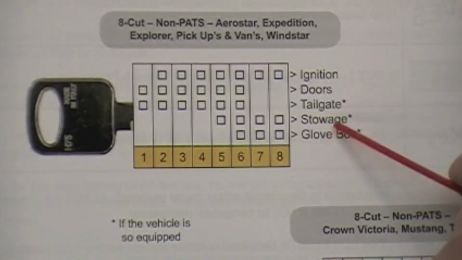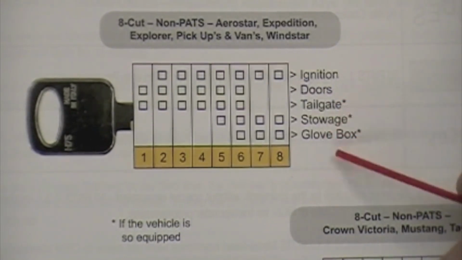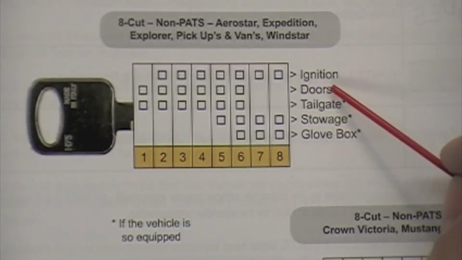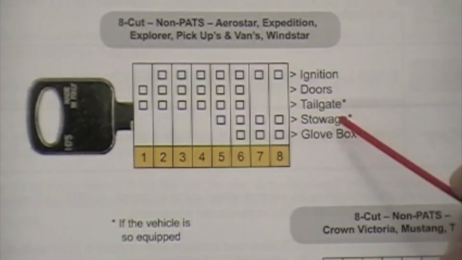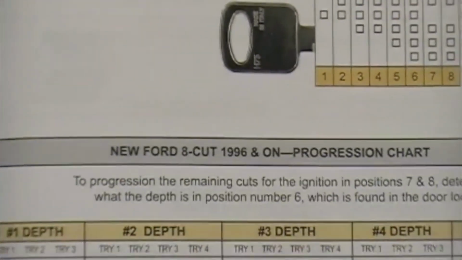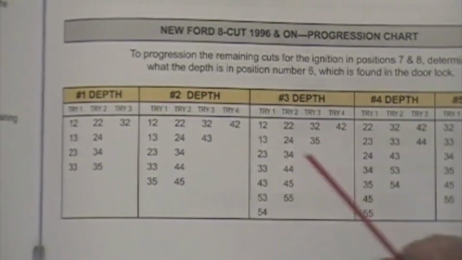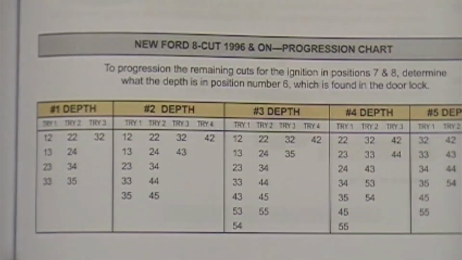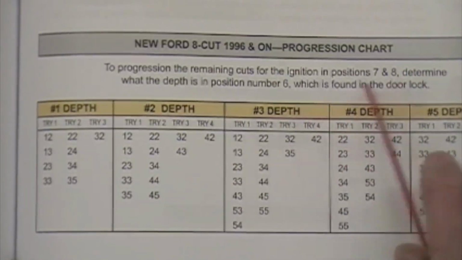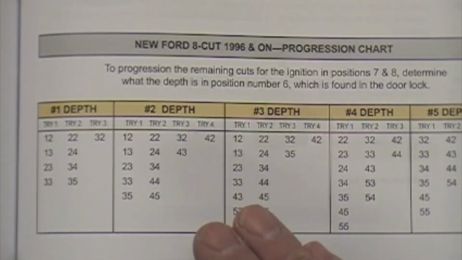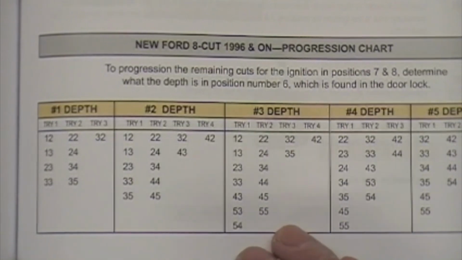And of course, tailgate, stowage, and glove box are not going to really apply to this vehicle, although the vehicle does have a total of 4 door locks. All of those door locks are going to be 1 through 6. There's no tailgate, no stowage, no glove box lock. Then at the very bottom of the page, it talks about a progression chart. New Ford 8-cut, 96 and up, progression chart. And we are going to talk about this more later on and how to use this chart, as I'm going to show you more than one way to make this key.